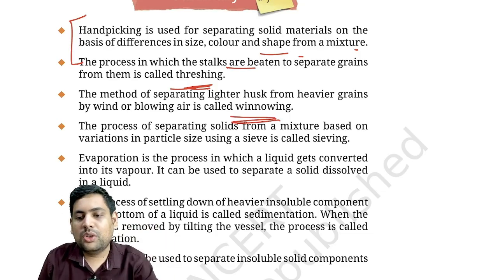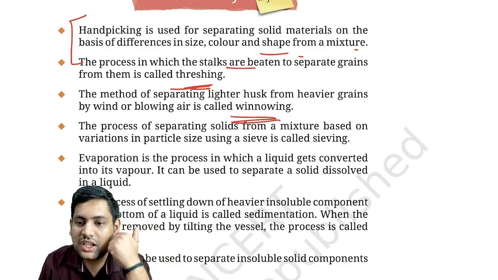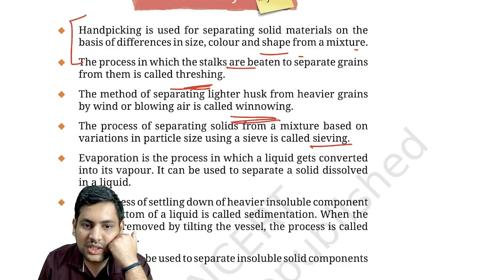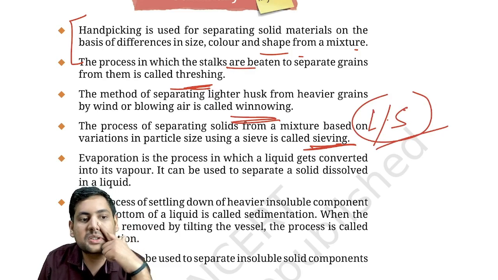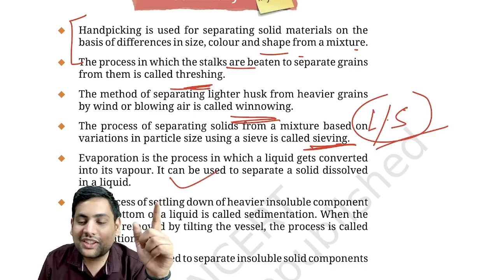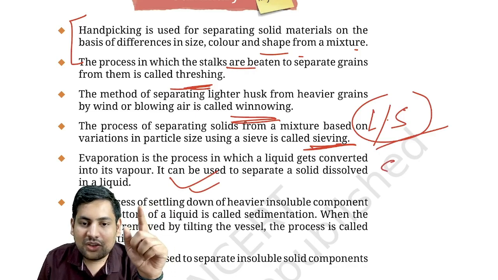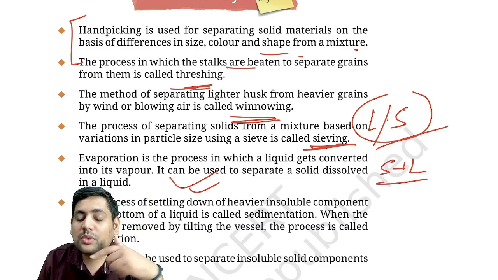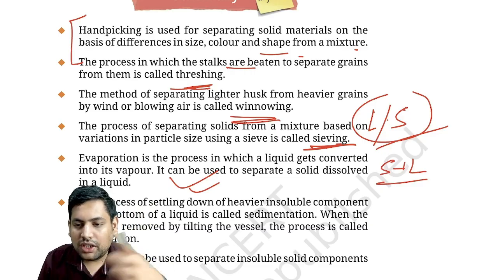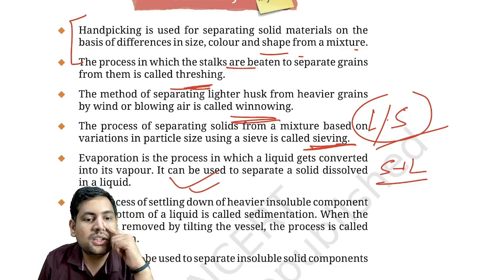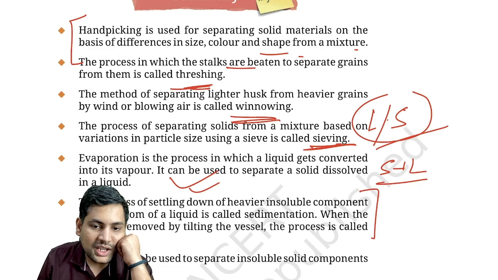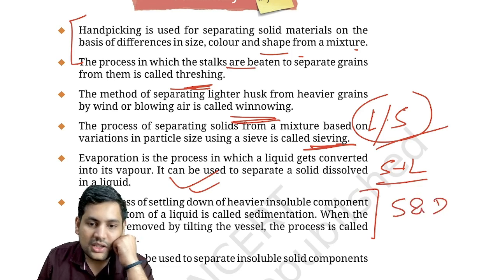And then you were doing what? You were doing the sieving operation, correct? To separate the larger particles from the smaller particles, correct? That is called sieving. Then evaporation was done to separate a solid and liquid, correct? What was the solid? Salt was the solid, liquid was water. Then we learnt about sedimentation and decantation.